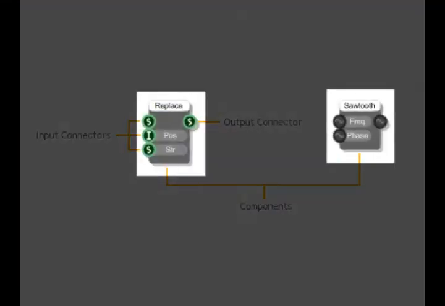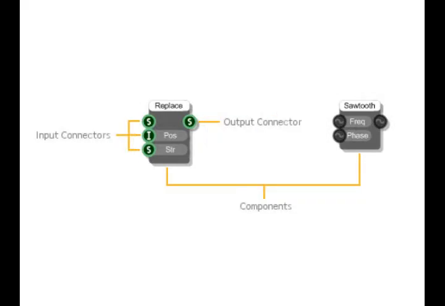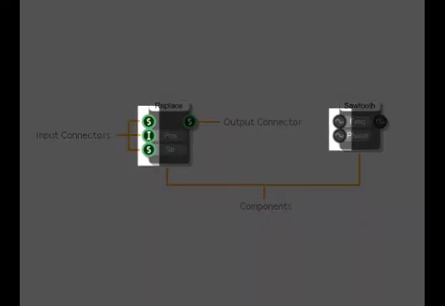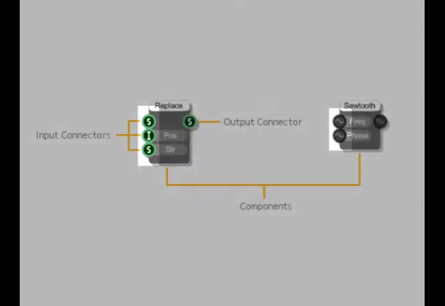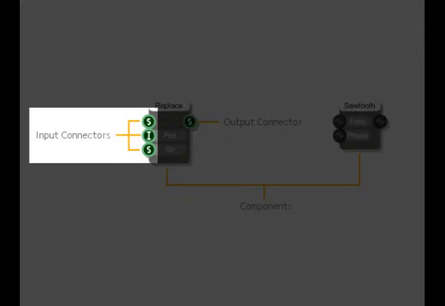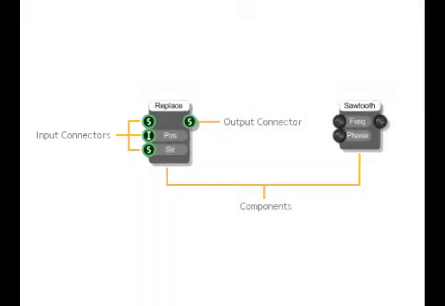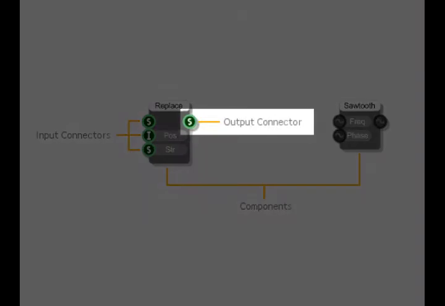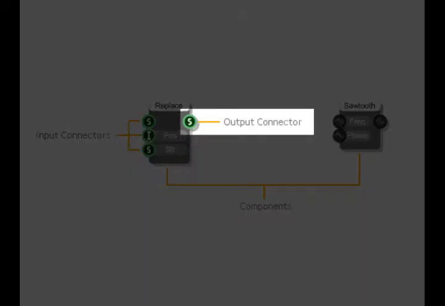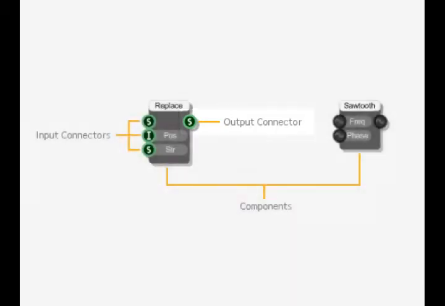Components. Components provide the functionality in the schematic. Each one performs some well-defined task. They are represented by rectangular blocks with circular adornments called connectors, which may appear on the left-hand or right-hand sides, or both. The connectors on the left-hand side are called input connectors. These provide the component with information that it uses when performing its defined task. The connectors on the right-hand side are called output connectors. These provide information about the outcome of the task performed by the component.